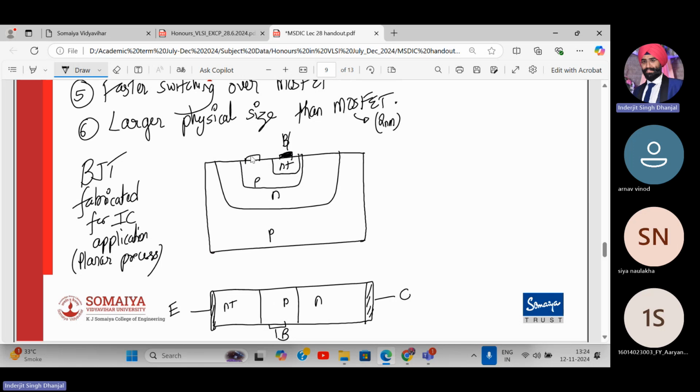So this will be my, oh sorry, this will be my emitter. Inside I have an emitter, then the base material, and then the collector. This is the basic structure of a BJT fabricated for IC applications, which is the planar process. All right.